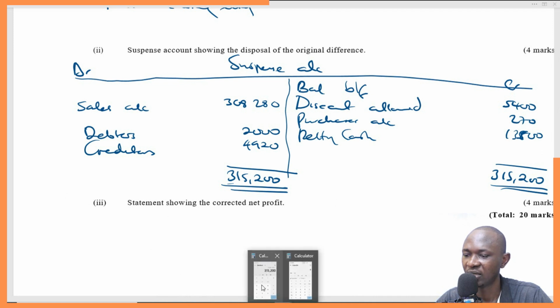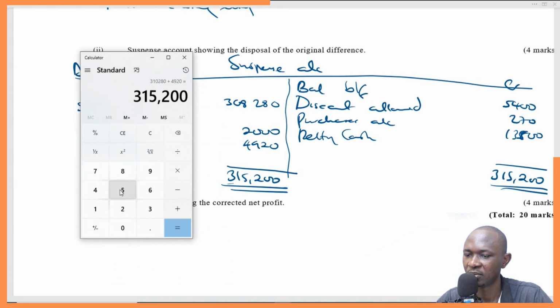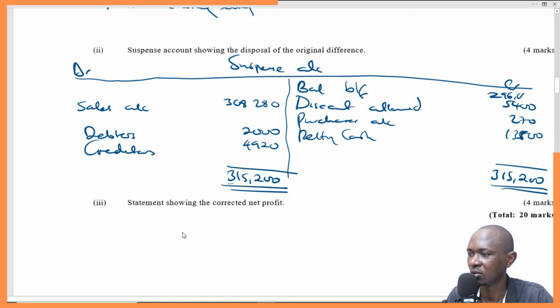So then the difference will be, how much was that figure? That was 54 plus 270 plus 270 plus 13,5, to give us 611,230 minus 315,200. This gives us 296,030. But that is subject to confirmation. So balance brought forward, we assume now to be 296,030.